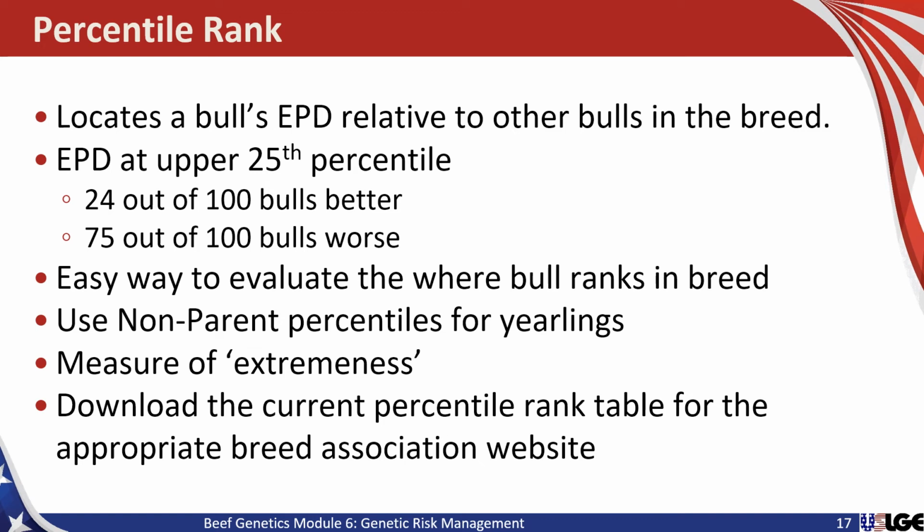And it's important when you're making selection decisions to go and download the current percentile rank table to make sure you have the most current and accurate information to make your comparisons. Those percentile rank tables are available from various breed association websites. So if you're looking for an Angus bull's percentile rank table, go to the Angus website. If you're looking for one for Hereford, go to Hereford. Simmental from the Simmental website, and so forth.